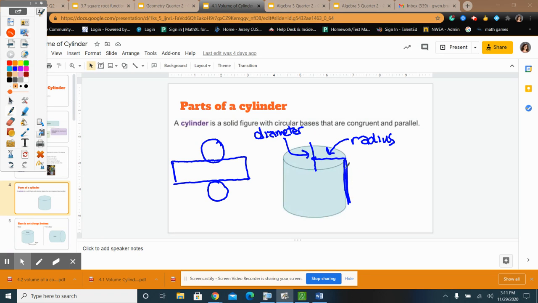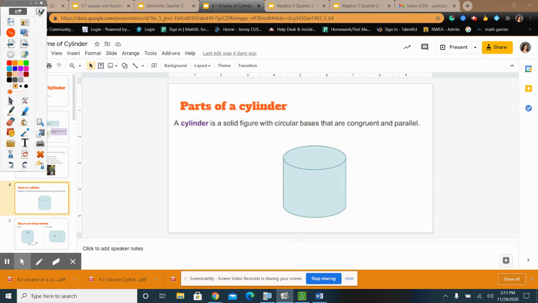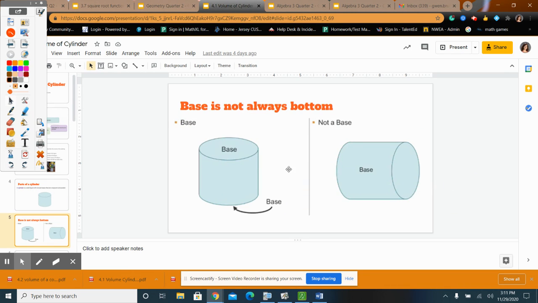And then the height of the cylinder, you have to be really careful here. The height is what connects the bases. So you might want to write that down. It connects the bases because sometimes the cylinder might be laying on its side. And we know that the bases are the circles. And that's what this next slide is going to show you. If the can is on its side, that does not make it a base. The base is always the circle. So the circles are the base. It does not mean just the bottom.